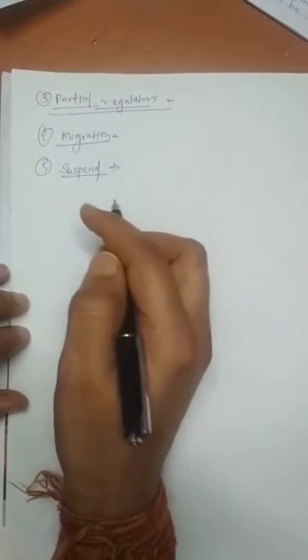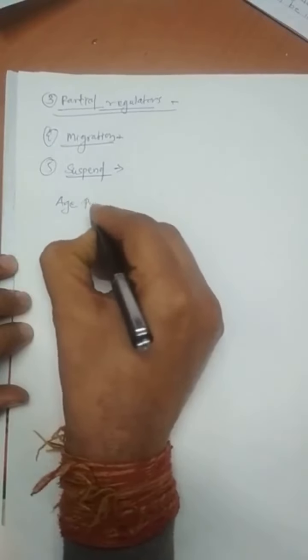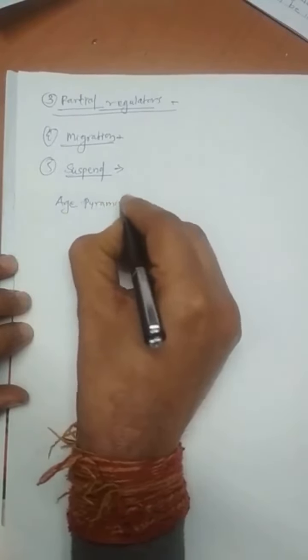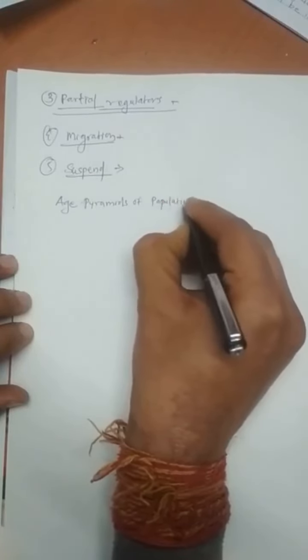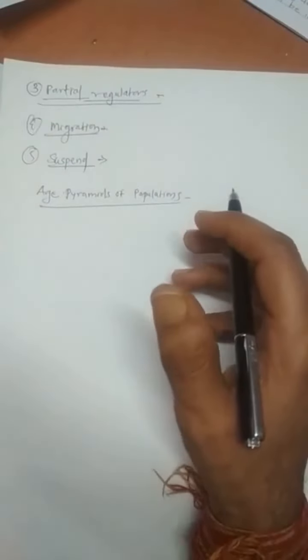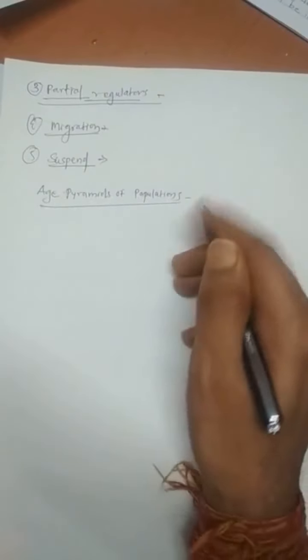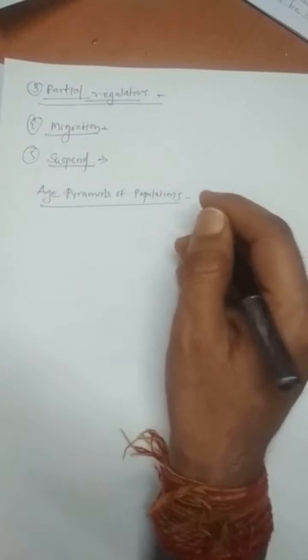Now, age pyramids of populations. What are these? A population at any given time is composed of individuals of different ages. If the age distribution is plotted for the population, the resulting structure is called an age pyramid.